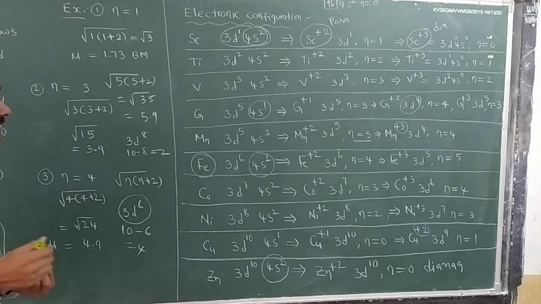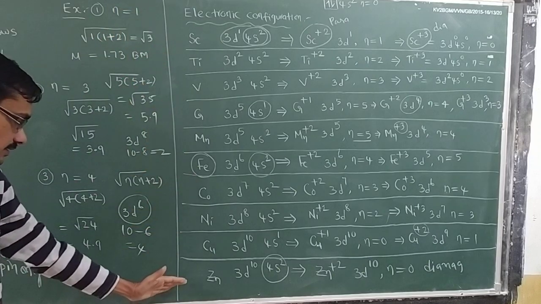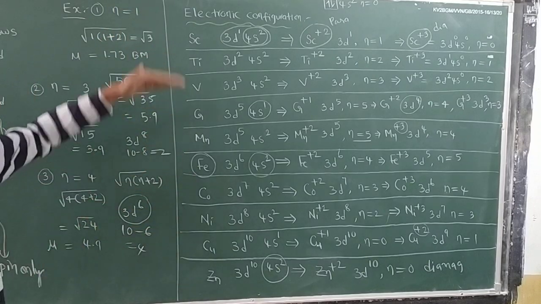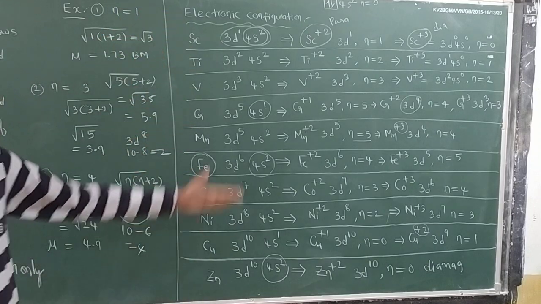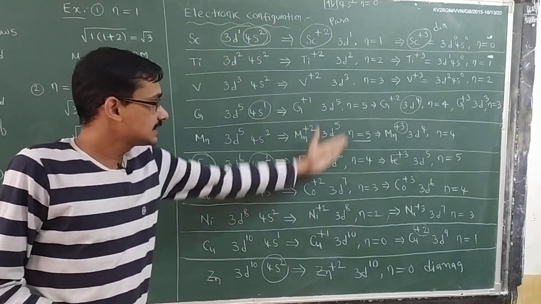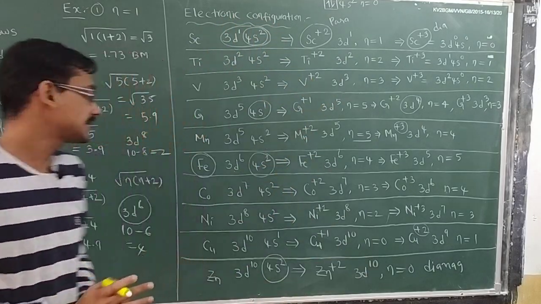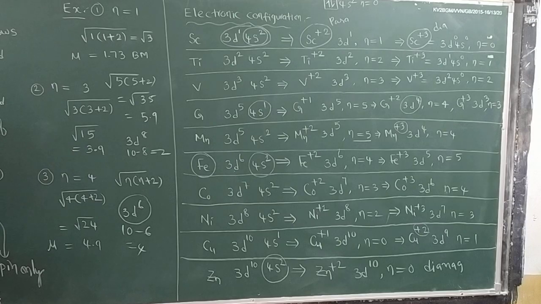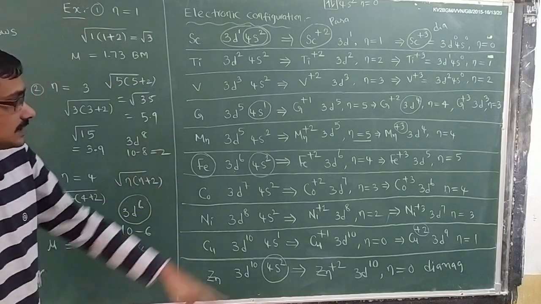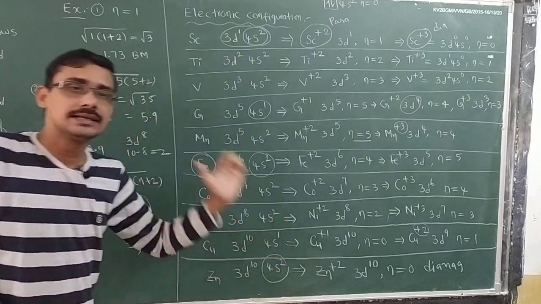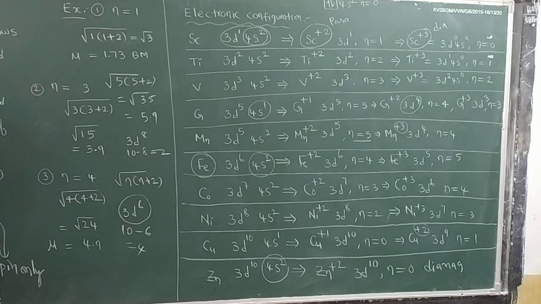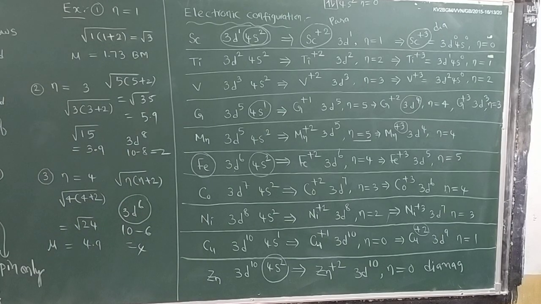Now, this is an assignment: you have to write in the notebook all these configurations, write their oxidation states, write their number of unpaired electrons, and calculate the magnetic moment for all these atoms with their oxidation states. Calculate the magnetic moment by using the formula root n into n plus 2. This is about the magnetic nature of d block elements.